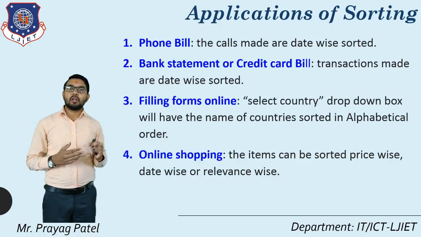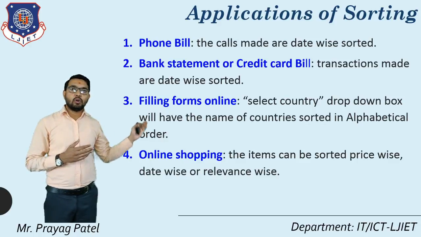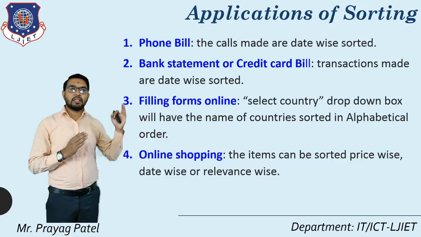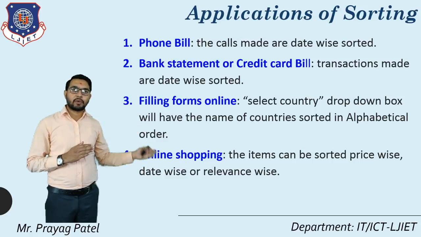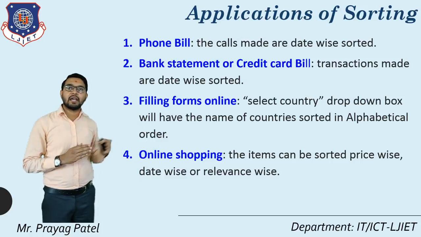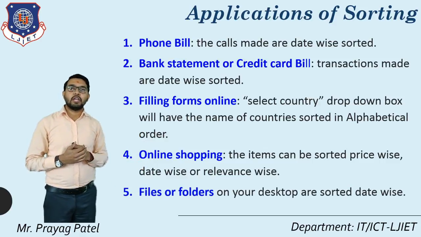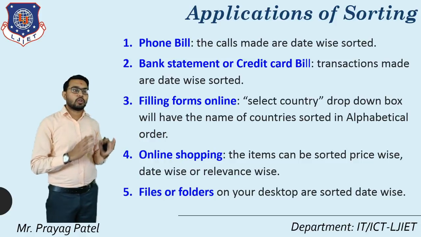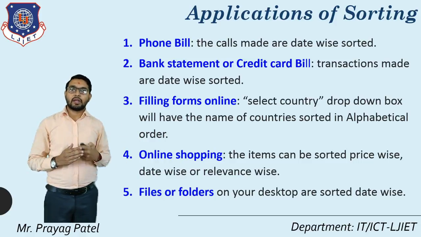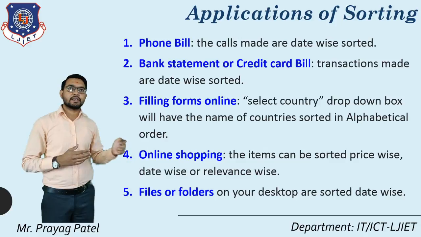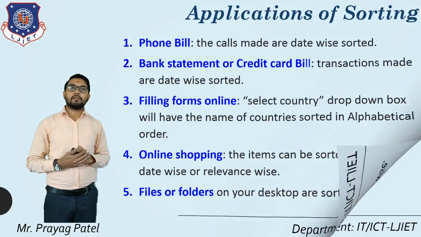Now consider online shopping. In online shopping, you can arrange the data date wise, amount wise, or price wise. Now consider the files or folders on your desktop. They are sorted by date or by name. So this is also an application of sorting.